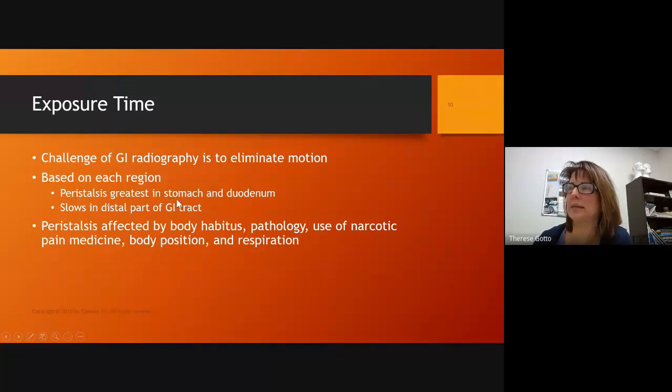Okay, it is greatest in the stomach and duodenum, and it slows as it goes to the distal part of the GI tract. So it's fastest in the esophagus and the stomach and the duodenum, and then it starts slowing down once it enters the bowel. Okay, it's affected by body habitus, pathology, use of narcotic pain meds, body position, and respiration. Okay, remember, if we're swallowing, we're not breathing, and hopefully our peristalsis is slowed.